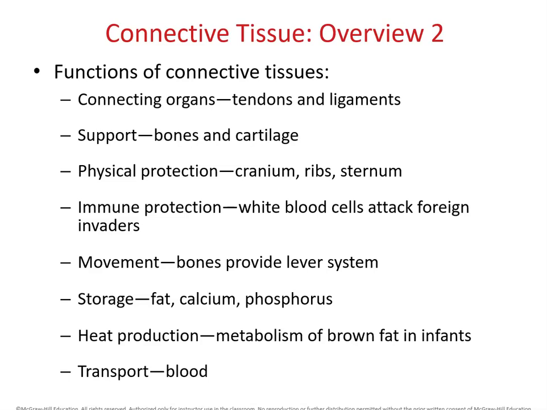Portions of connective tissue can be used for storage. Your adipose or fat tissue is energy storage. Your bones are calcium and phosphorus storage. Connective tissue in the form of adipose tissue, specifically brown fat that we see in infants and young children, is a big heat production mechanism. And finally, our blood transports oxygen. The red blood cells hold on to that oxygen and carry it around the body, exchanging it for carbon dioxide. So, diverse types of tissue have diverse functions.